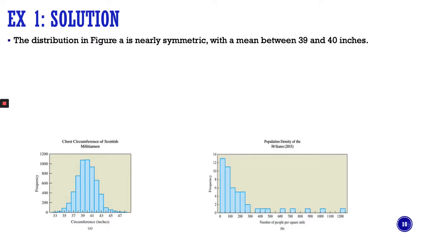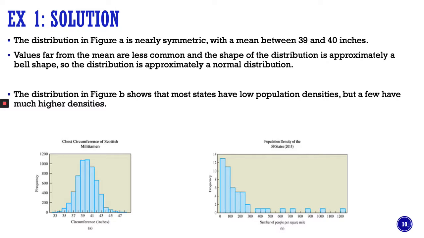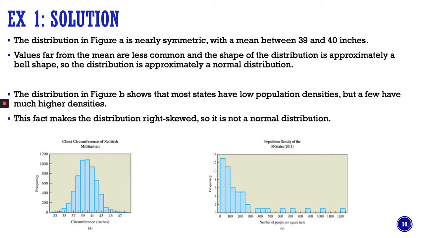So the distribution in figure A is nearly symmetric with a mean between 39 and 40 inches. The values far from the mean are less common, and the shape of the distribution is approximately a bell shape. So the distribution is approximately a normal distribution. But B shows that most states have low population densities, but a few have much higher densities. This fact makes the distribution right skewed, so it is not a normal distribution. So when it's right skewed, it goes off to the right.